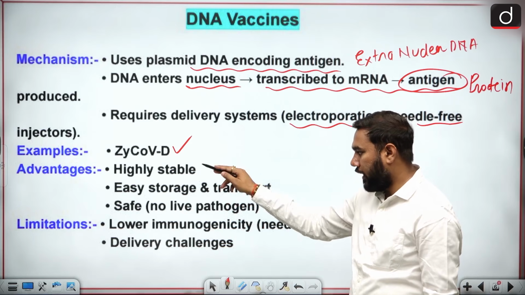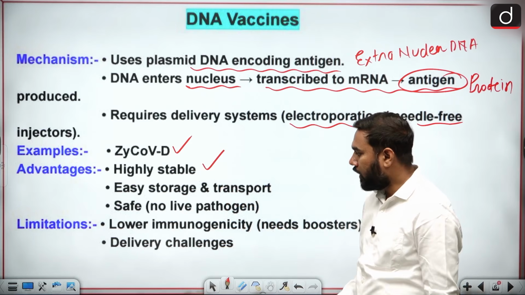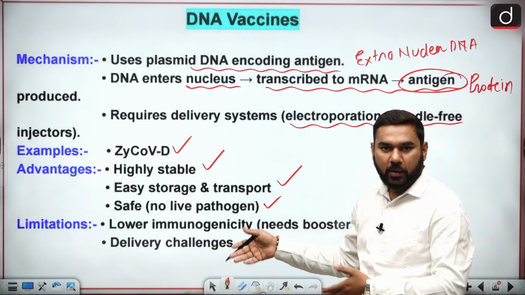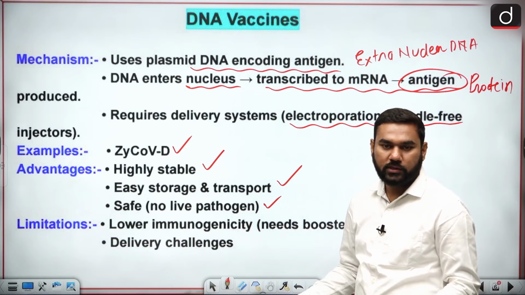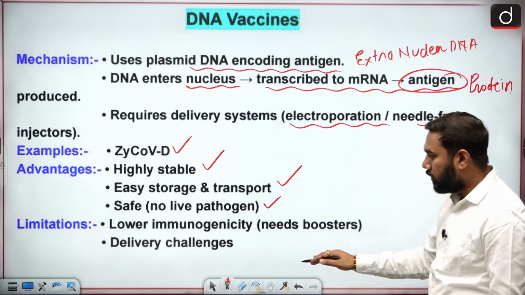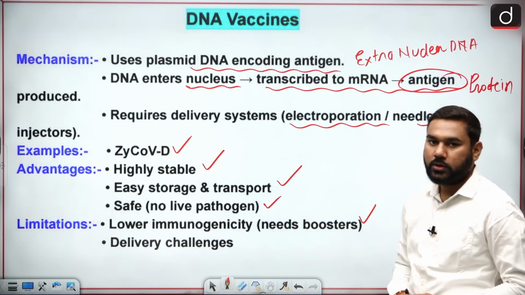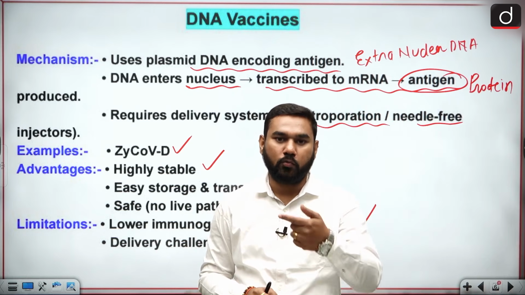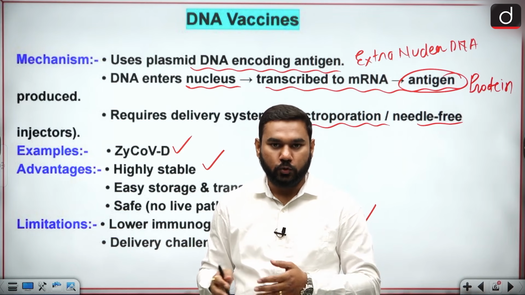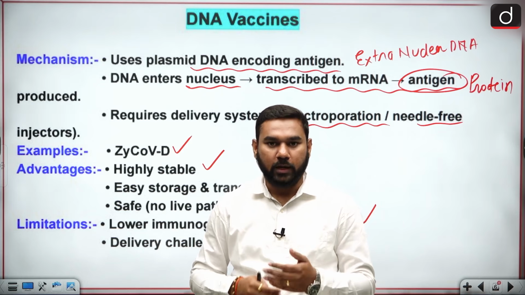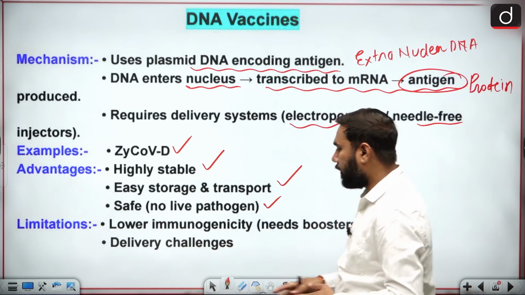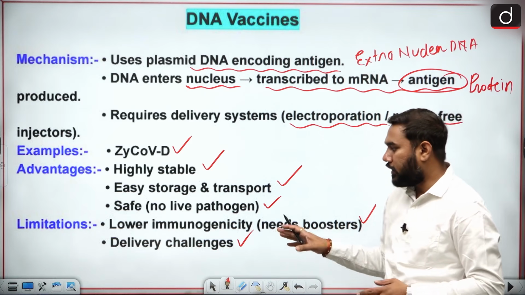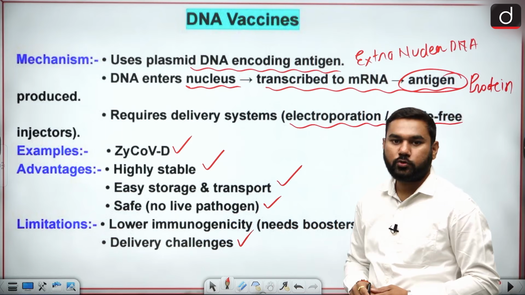Advantage: highly stable, because no special storage is required, storage and transport are easy, and there is no live pathogen. We cannot use the mRNA, we cannot use the virus, that's why it is the safest method. We talk about the limitation, lower immunity, so it needs a booster. You know the booster dose? When we use a vaccine for a limited time period, and again you need one more vaccine for a limited time period, as you did for your Covaxin and Covishield. So with the time period you need the booster dose. This is the problem with it. And also the delivery challenge. This is the biggest problem related to it, and that's why I can say that delivery challenge is the big thing. That's why it has to be under trial.